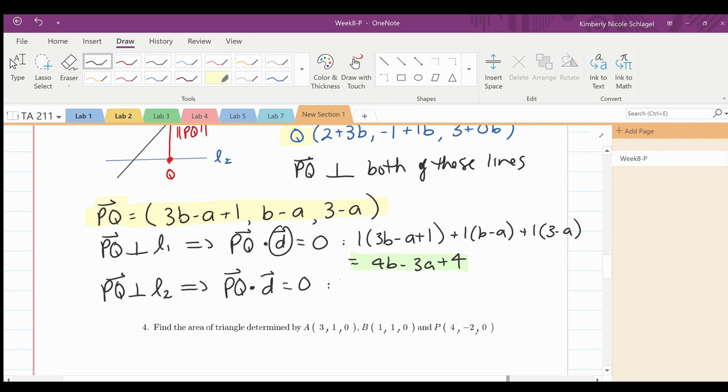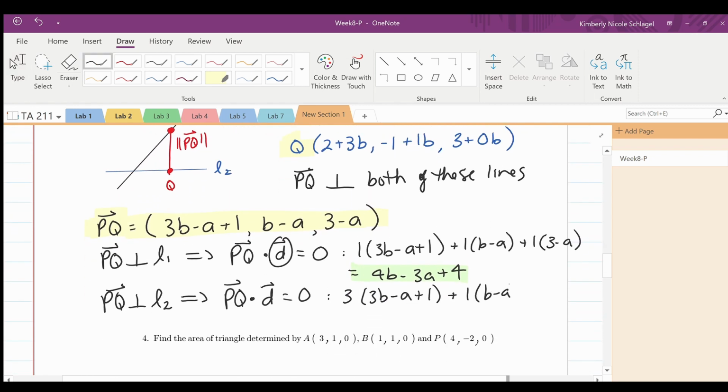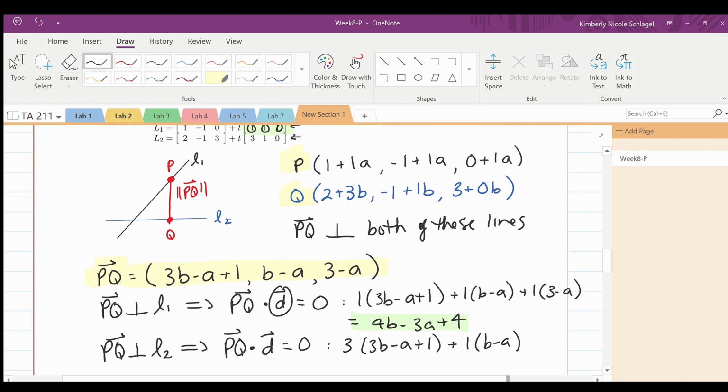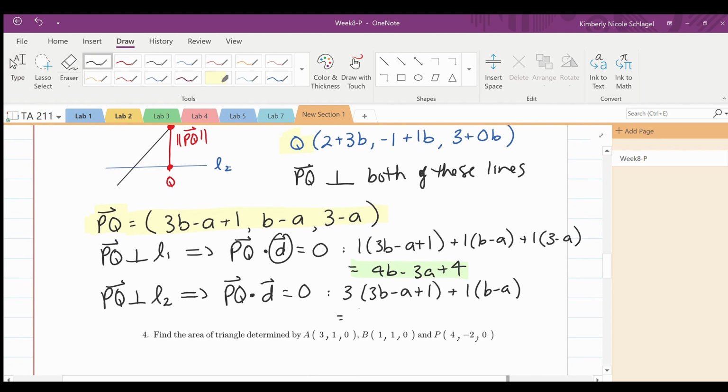So same sort of thing I'm going to do here. I'm just going to dot it with my direction vector. So I have 3 times 3b minus a plus 1, plus, what's my vector here, times 1 times b minus a, and then my last component right here is just 0, so I'm not going to even write it. Okay, and this ends up equaling 10b minus 4a plus 3. Okay, so keep this guy in mind also.